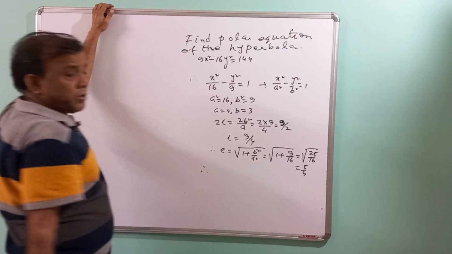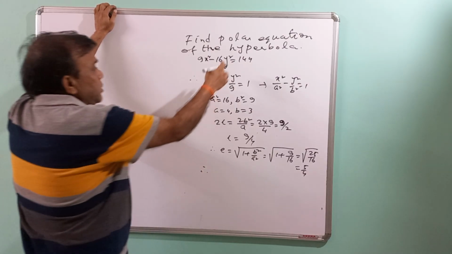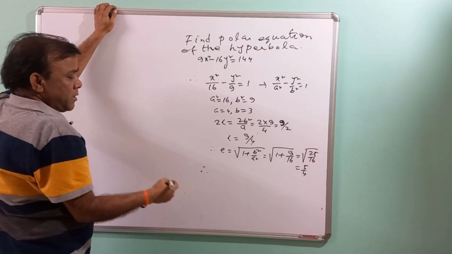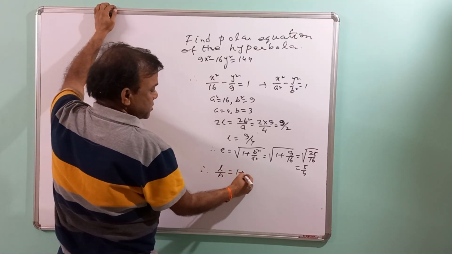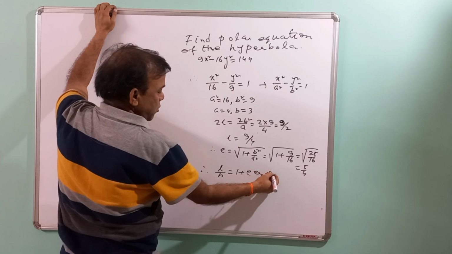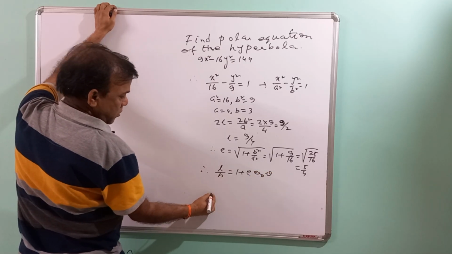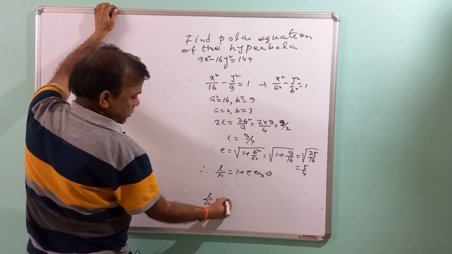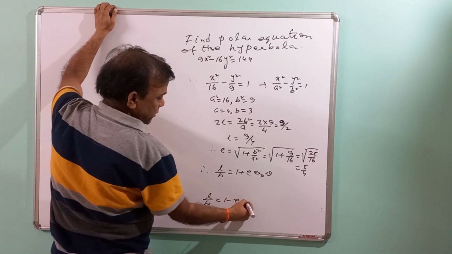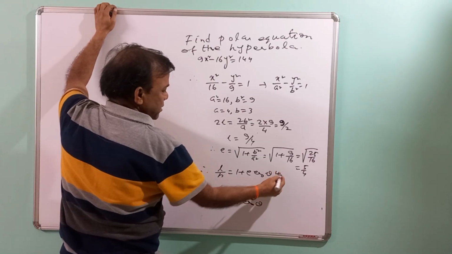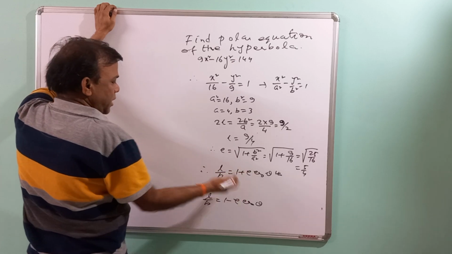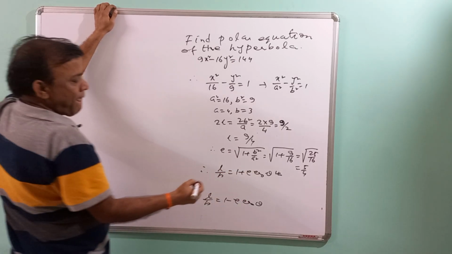Therefore, polar equation of the hyperbola is either L by R equal to 1 plus E cos theta or L by R equal to 1 minus E cos theta, according as left branch or right branch, okay.